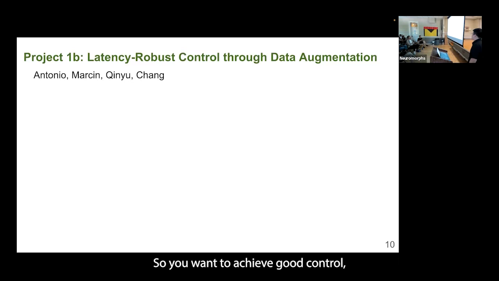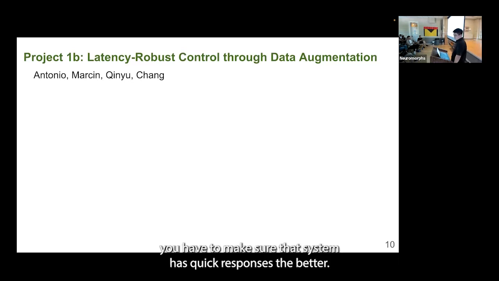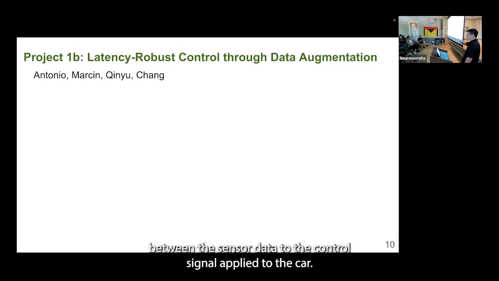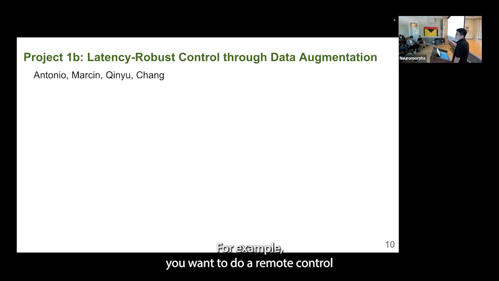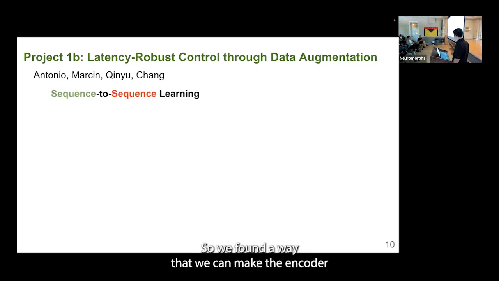And here's our second carpal project, which is called latency robust control through data augmentation. In a carpal system, if you want to achieve good control, you have to make sure that the system has quick responses. Basically, you need low latency between the sensory data and the control signal applied to the cart. But sometimes it's not feasible to achieve low latency, for example if you want to do remote control, or the controller is simply too complex to be computed within a short time window. So we found a way to make the controller more robust against long latency, even with imitation learning.